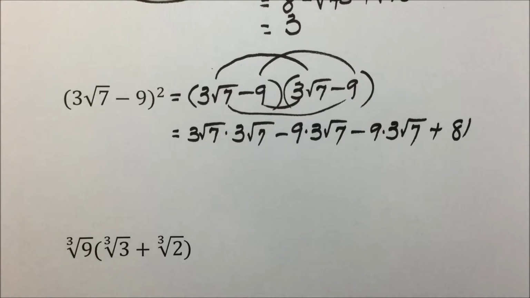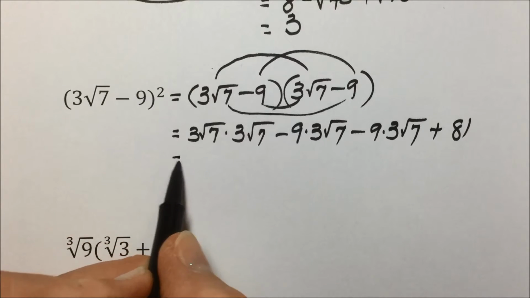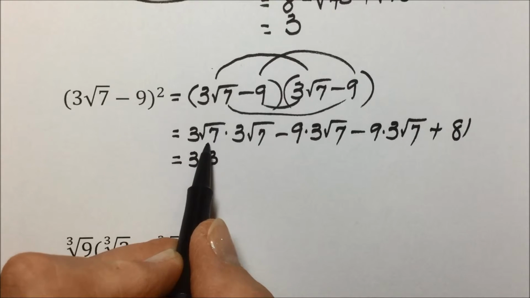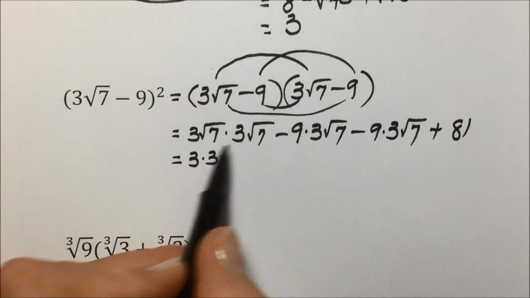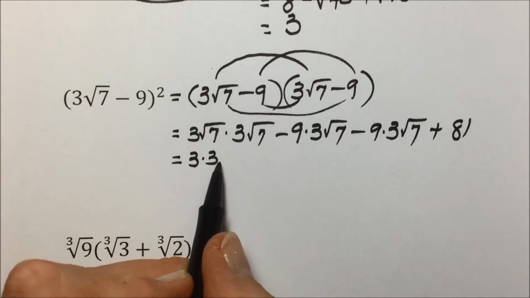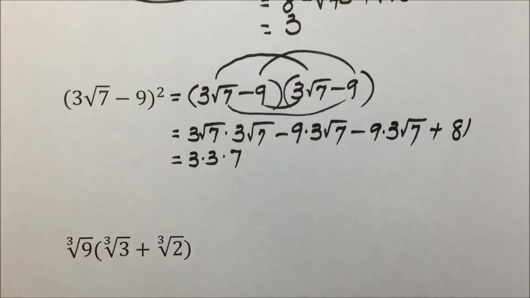Now you could have simplified as we went, but just to demonstrate what's happening with the multiplication so that you see the simplification, we have integers multiplied together. That would be a 3 times 3. And if we rearrange this using the commutative property, we have square root of 7 times square root of 7, which is square root of 7 squared, or square root of 49, which is a 7.